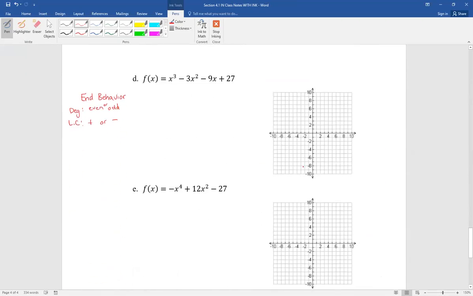Okay, so let's look at this one. This has a highest power of 3, so that would be an odd. And its leading coefficient is positive 1. So that means it's going to behave very much like just a standard x cubed. So down on the left, up on the right. And then we need to now look at the zeros, which means we're going to have to set the function equal to 0. So f of x becomes 0. And we're going to factor this.